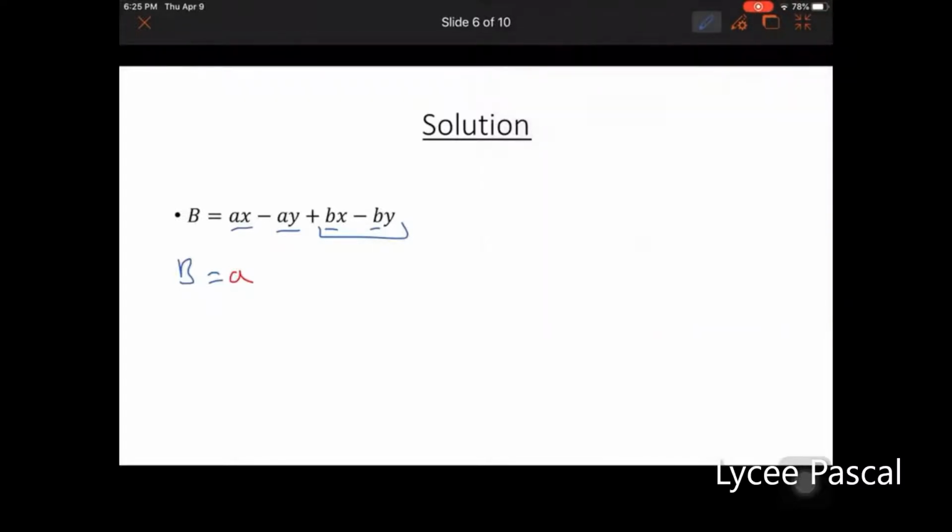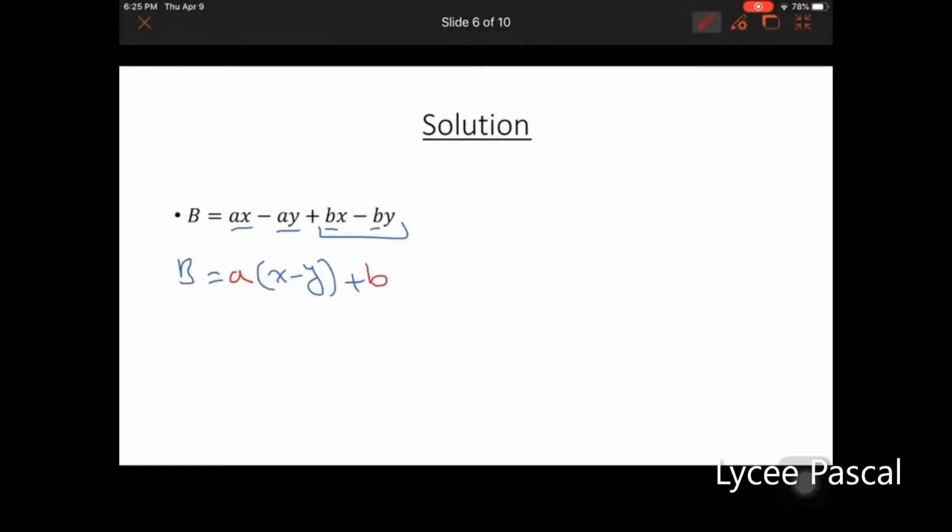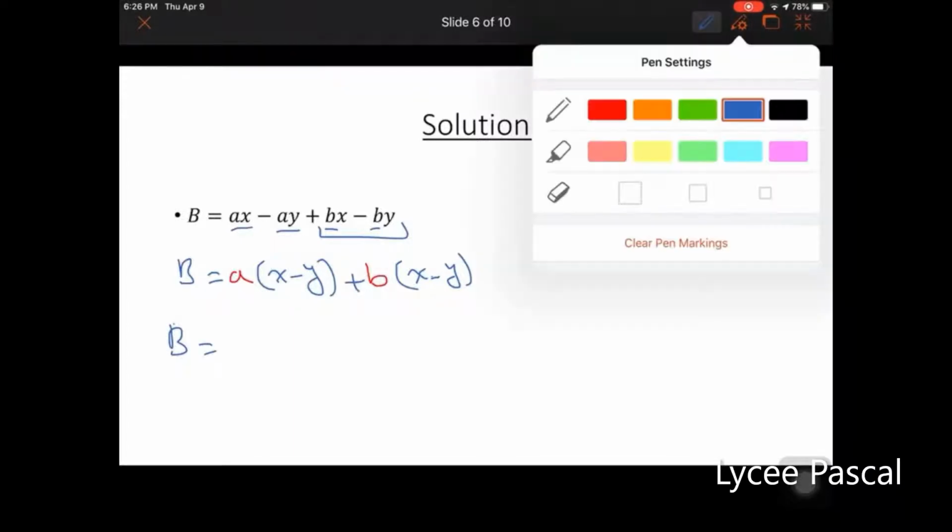The first term is a into x minus y, and the second term is b into x minus y, separated by plus. Between these two terms, or these two blocks, we have a common factor, x minus y. So here we have x minus y as a common factor between these two terms.